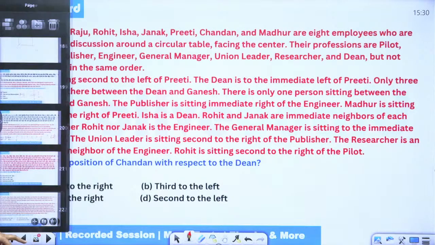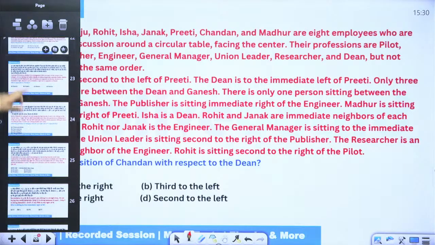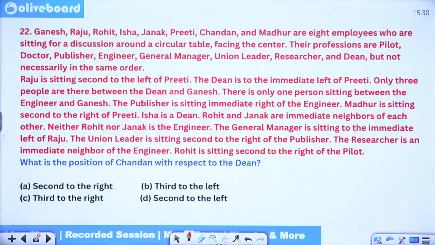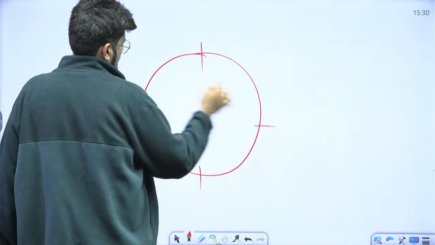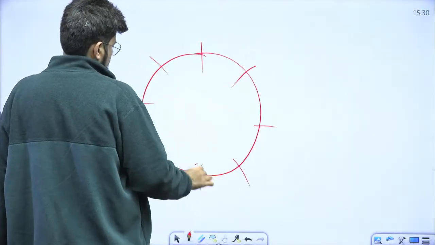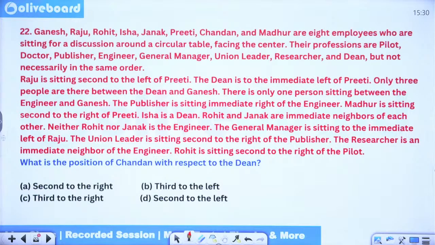Oh, this is like a sitting puzzle. Sitting arrangement but puzzle based. Okay. So let's start this. Ganesh, Raju, Rohit, Isha, Janak, Preeti, Chandan, Madhur are 8 employees who are sitting for a discussion around a circular table facing the center. Okay, so we have 8 employees sitting around the circle. And they are facing the center. And these are their professions: pilot, doctor, publisher, engineer, general manager, union leader, researcher and dean, but not necessarily in the same order. Perfect. Raju sitting second to the left of Preeti.